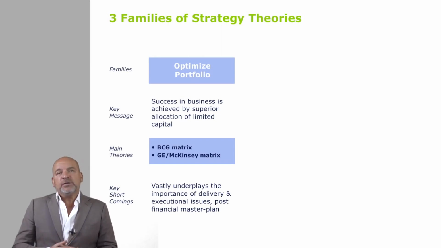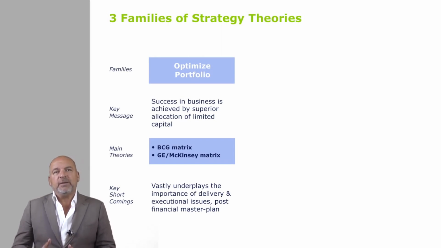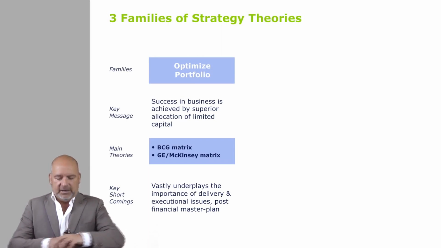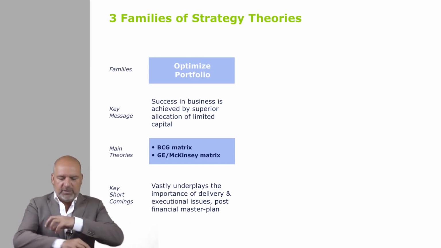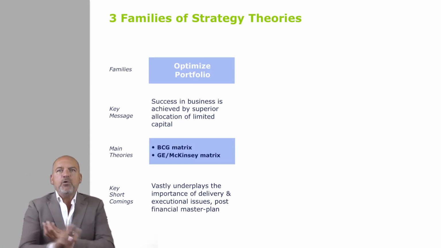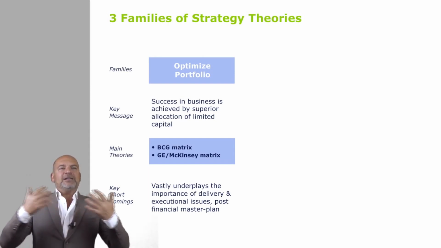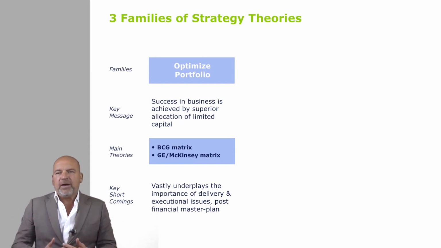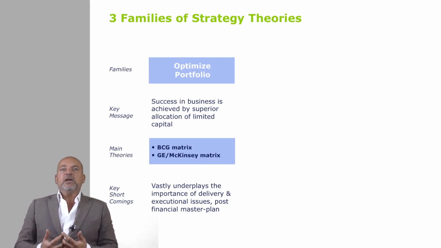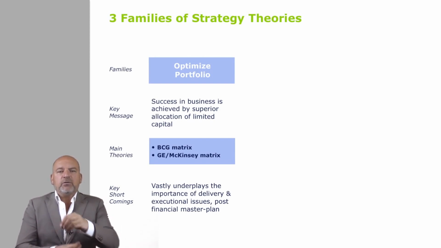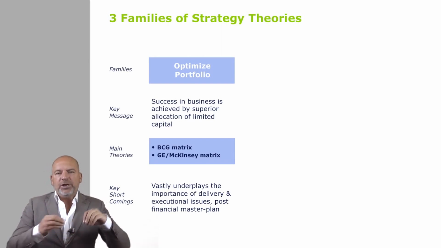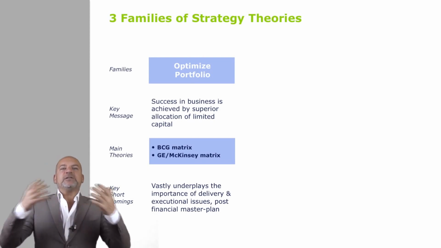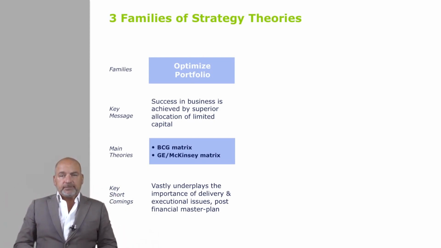I sometimes refer to the optimized portfolio family as the feng shui family. As those of you familiar with feng shui will know, the whole idea of feng shui is to move things around to enhance the energy in the room in which you find yourself. And likewise, the optimized portfolio family of strategy theories suggests that you move things around, mostly cash, from one entity to another to increase the success of the overall company.